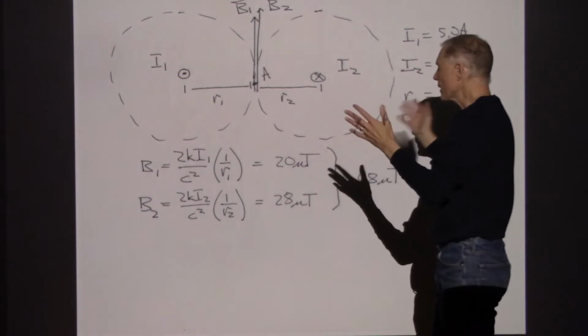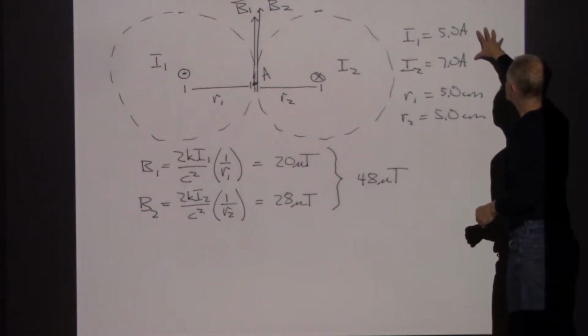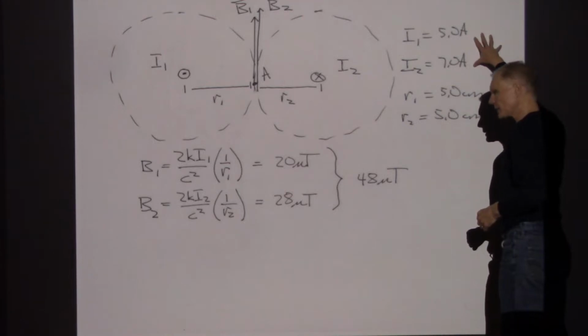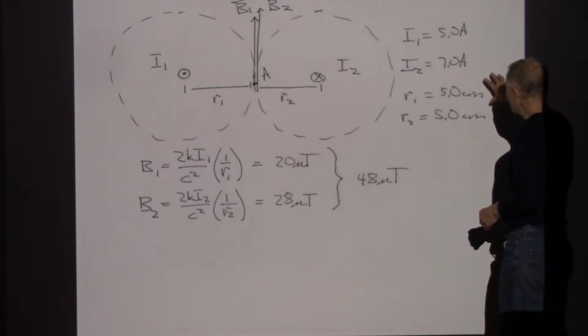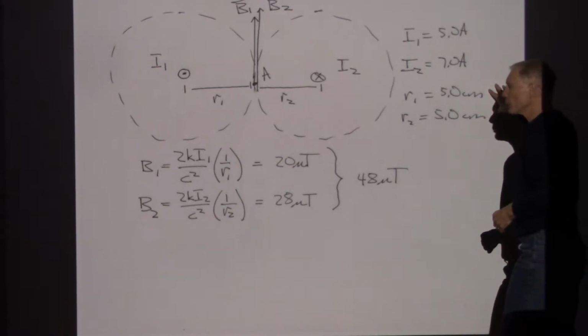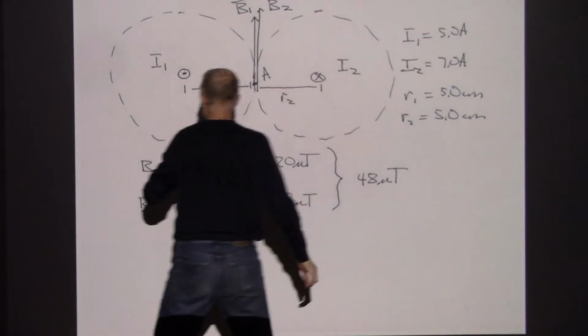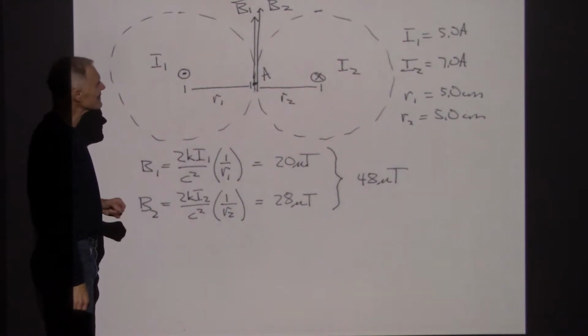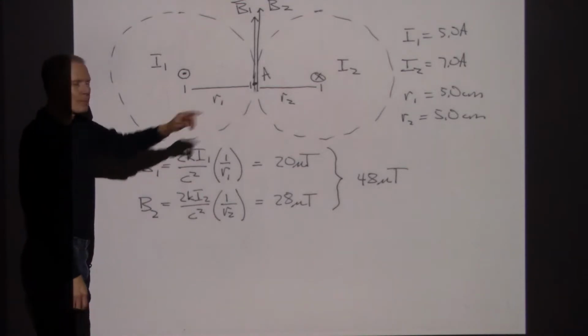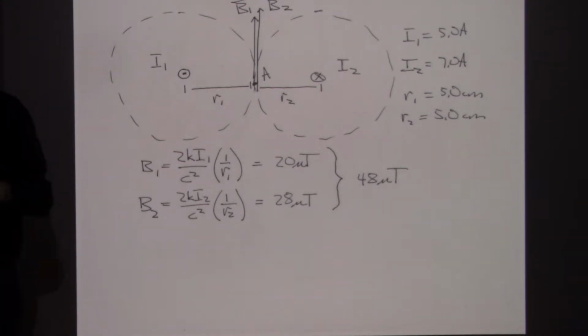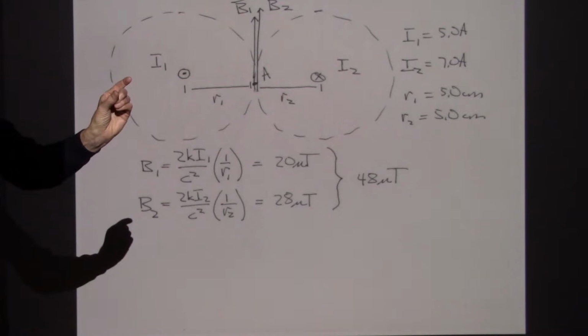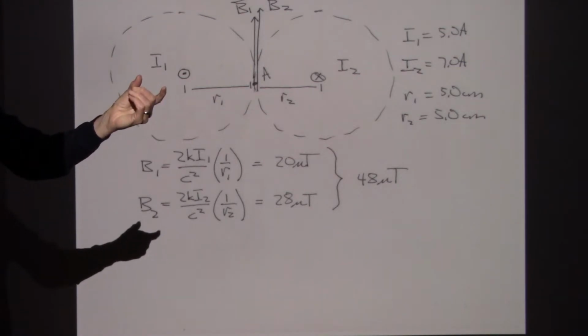2k over c squared, that's a bunch of constants. I just need the two currents, the directions that the currents are traveling in, and the R1 and R2 values. Putting those in, I ended up with, now let's think, what were the distances? 5 centimeters. How big is 5 centimeters? 5 centimeters is like that, right?